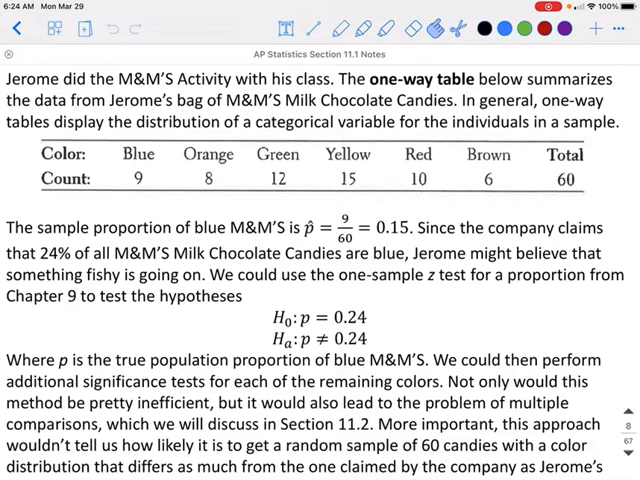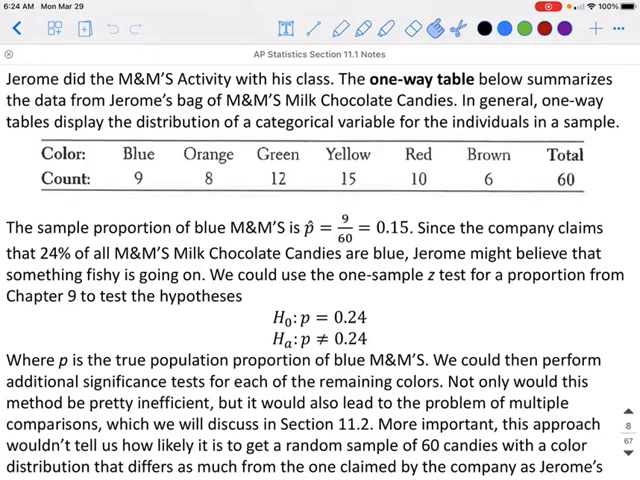The sample proportion of blue M&Ms would be p hat equals 9 over 60, which is 15%. Since the company claims that 24% of all M&M milk chocolate candies are blue, Jerome might believe that something fishy is going on. We could use the one-sample z-test for a proportion from chapter 9 to test the hypotheses that the null hypothesis is p equals 24% and the alternative is that it does not equal 24%, where p is the true population proportion of blue M&Ms.